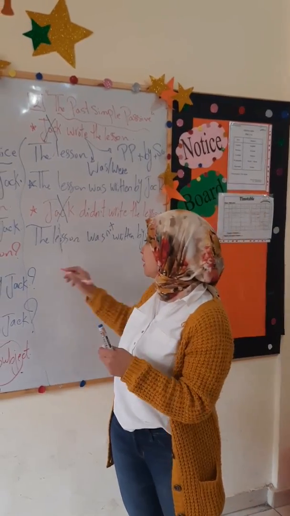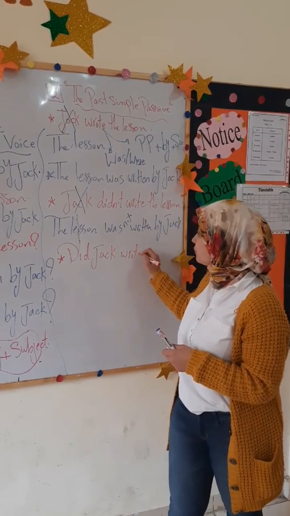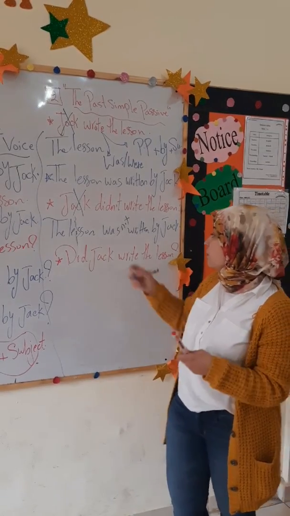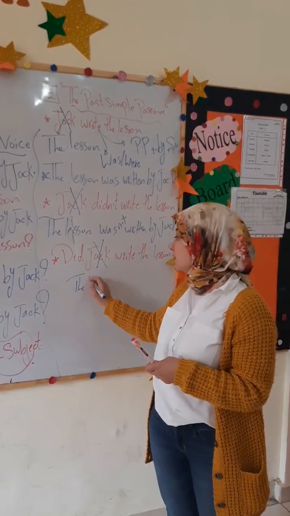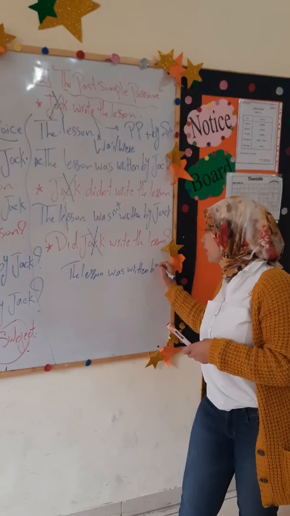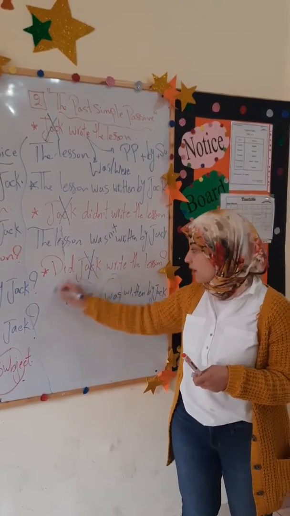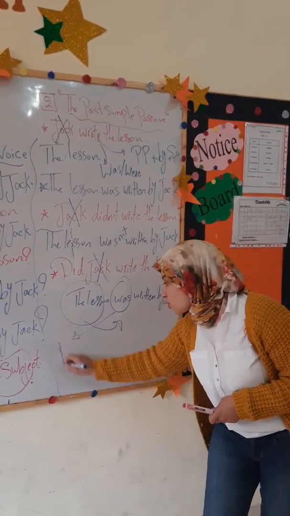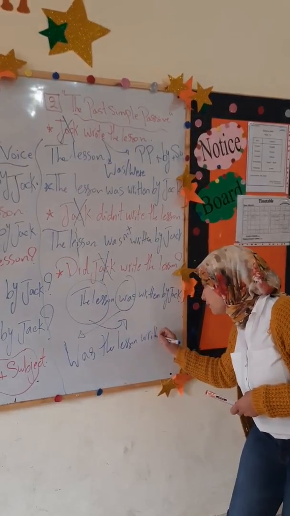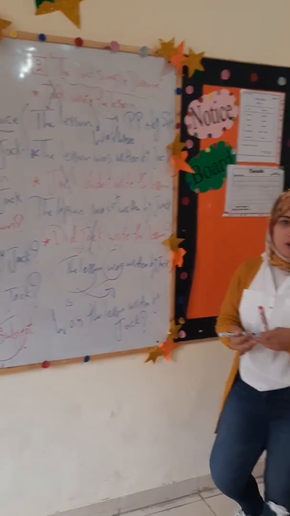If I give you another example here, did Jack write the lesson? It's a question, okay? So keep it question as it is. So number one, you have to cross the subject, start with the lesson was written by Jack. And actually it's not a question here, so you have to do it like this. So start with was the lesson written by Jack? Question mark. Okay?